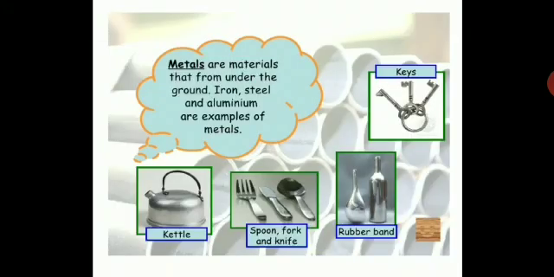Metals are materials that we obtain from under the ground, like iron, steel, and aluminum. You can see over here so many objects can be made out of metal. You can have water bottles, keys, spoons, forks, knives, and kettles. So many utensils you can make with the help of metals.